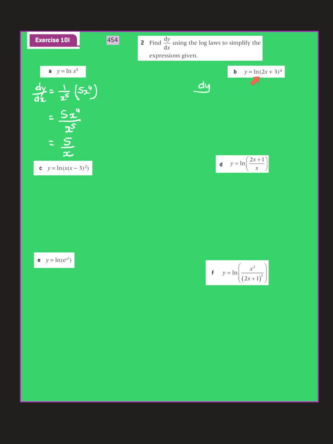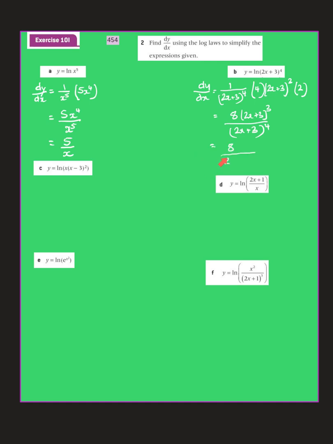And b is this function here. The derivative is 1 over this part, so it's 2x plus 3 to the fourth. Then the derivative of that function, which is 4 times 2x plus 3 to the third power times 2. The 2 comes from here. Resolve that. 4 times 2 is 8 on the top, 2x plus 3 cubed, and divided by 2x plus 3 to the fourth. And that becomes 8 over 2x plus 3.